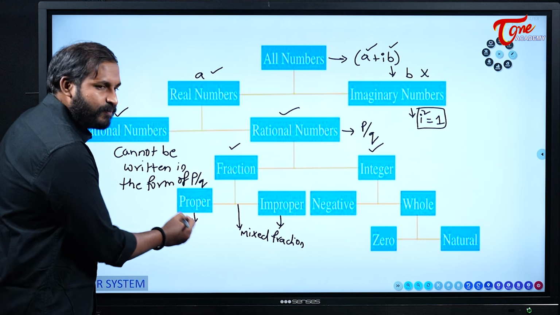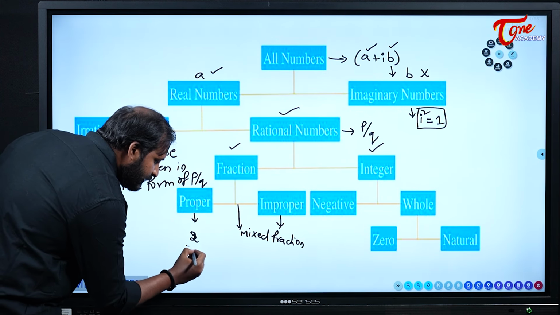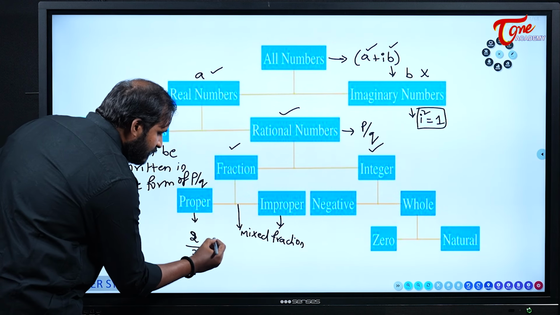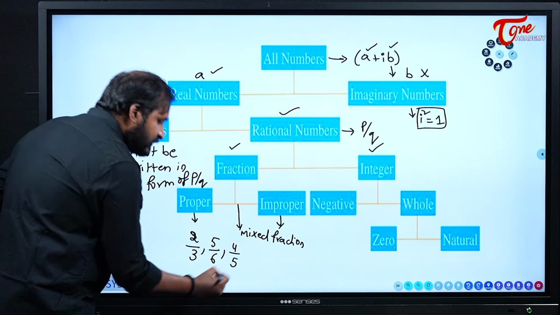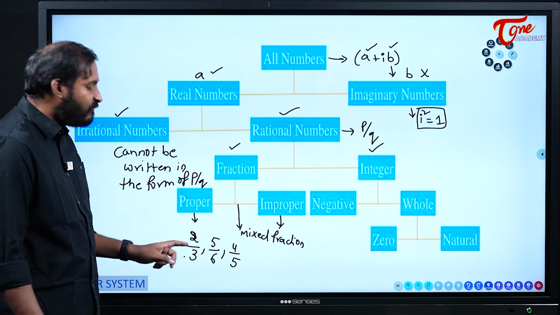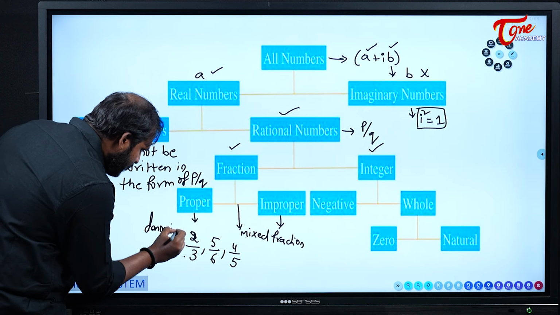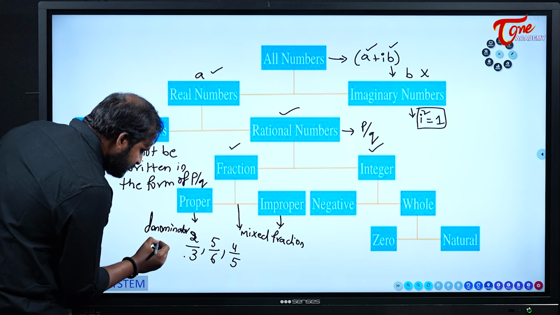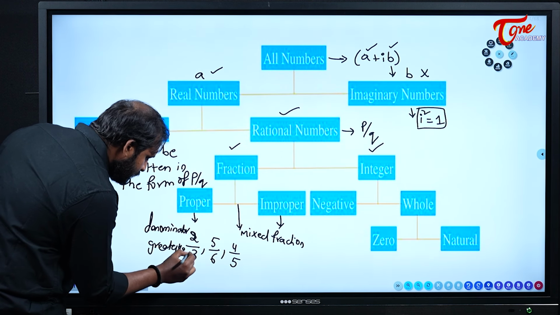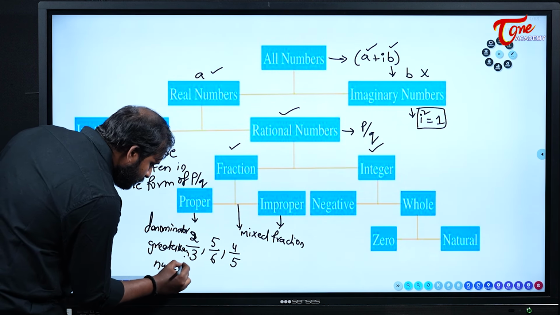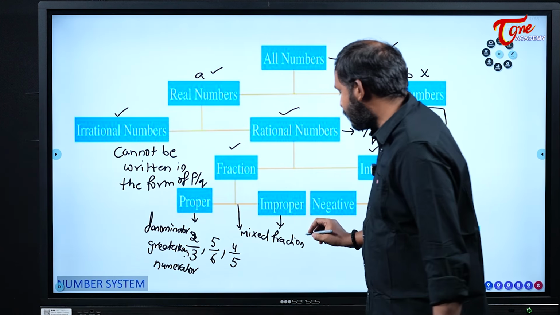Now, what is this proper fraction? For example, if I take 2 by 3 or else 5 by 6, 4 by 5, something like this, these are called proper fractions. If the denominator is greater than the numerator, we call that a proper fraction. Now, what is meant by improper fraction?